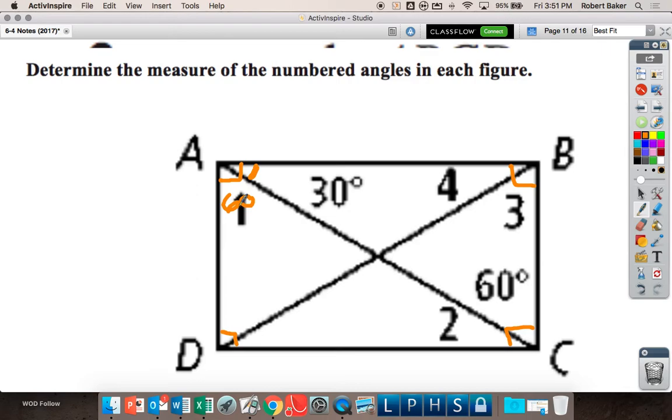Well, what about down here at the bottom? That will also be 30. Wait, no. That's 60, so that one's 90 minus 60, which is 30. Now I gotta figure out some way to get over there and figure out how big angle 3 and angle 4 are.